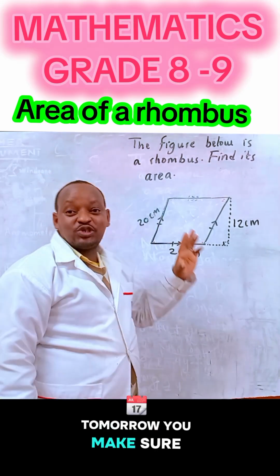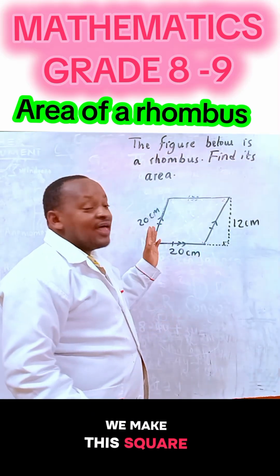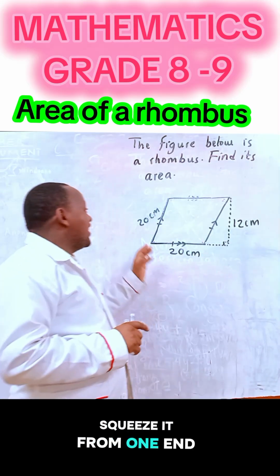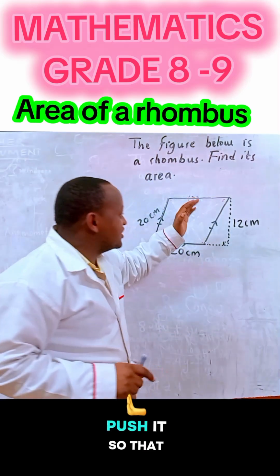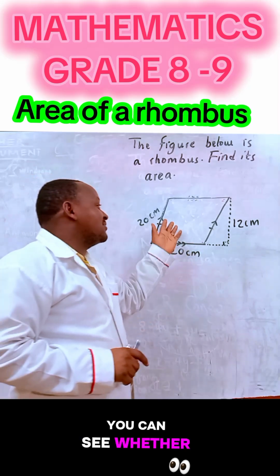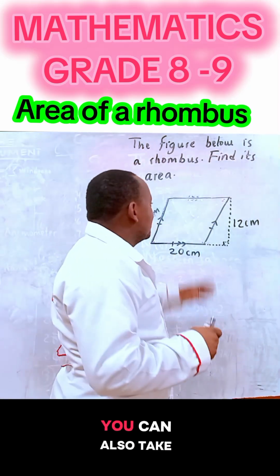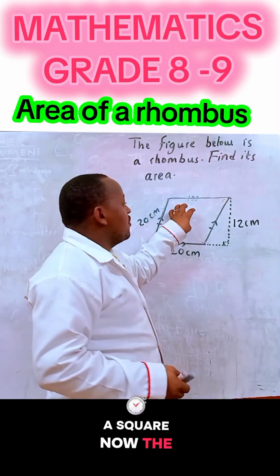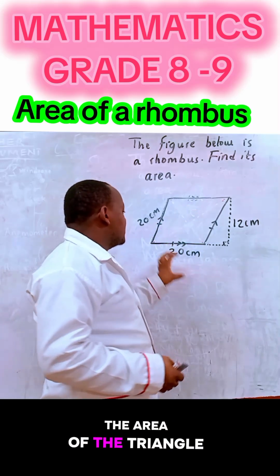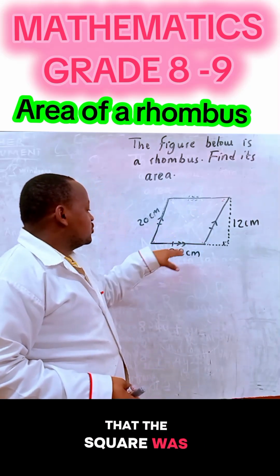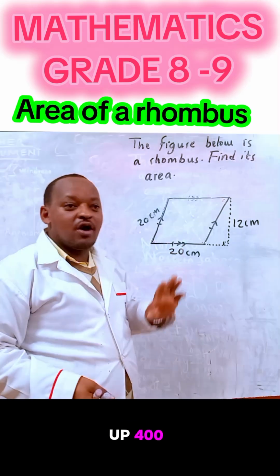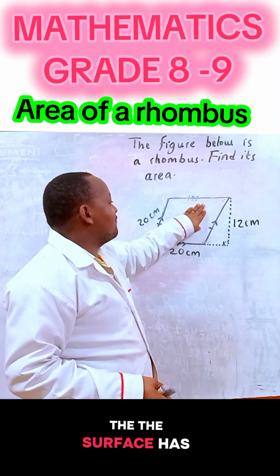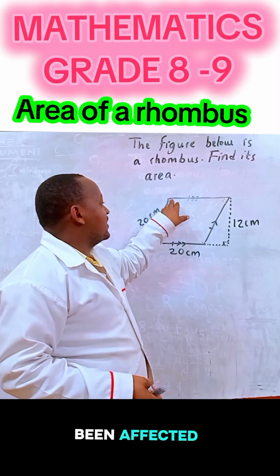So tomorrow you make sure you bring a wire. We make this square, then we twist it. We squeeze it from one end, from this end. We push it so that you can see whether it behaves like this. You can also take it back to be a square. Now, area will change. If the square was 20 times 20 to give 400, now it is going to change because the surface has been affected.